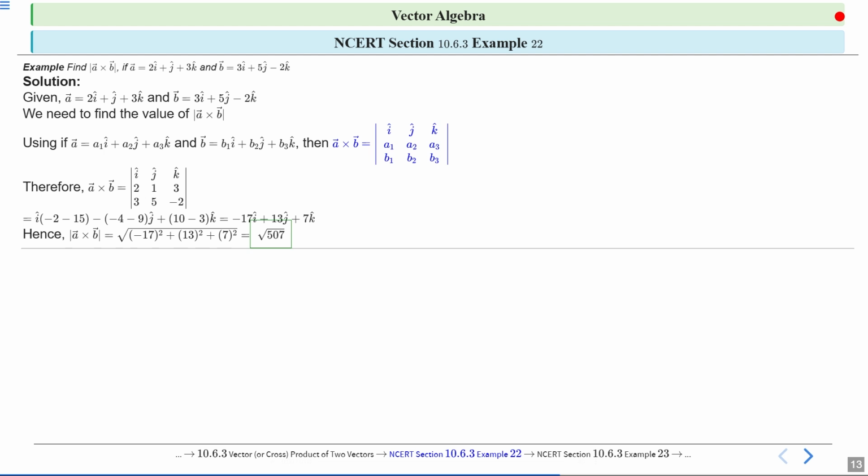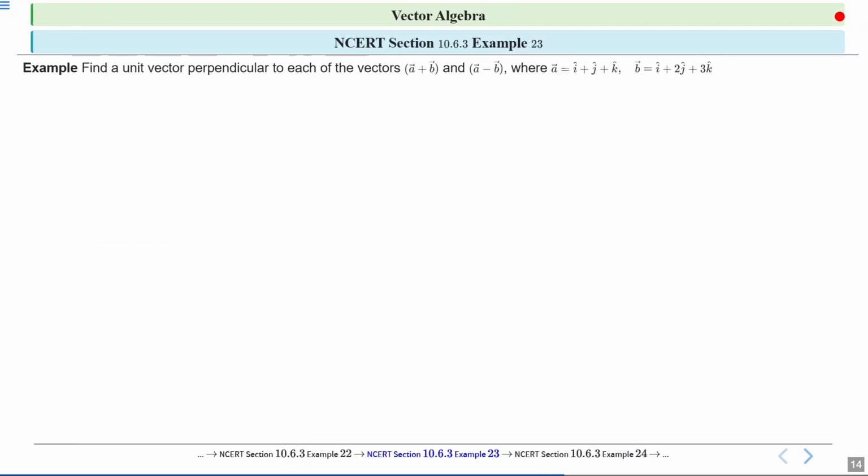Hence, finally, to find the magnitude of the cross product, we use the formula: magnitude equals the square root of the sum of the squares of each component. So magnitude of A vector cross B vector will be equal to the square root of (minus 17) square plus 13 square plus 7 square, which is equal to root over 507, right? So this value represents the area of the parallelogram formed by the vectors A vector and B vector, right? And it's our final answer. Clear? Got it? Hope it's clear to all.